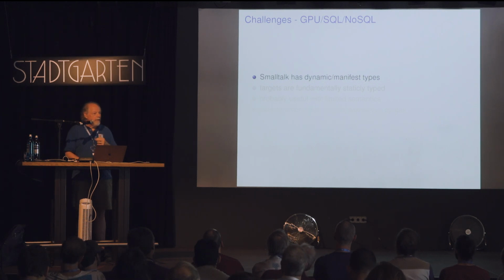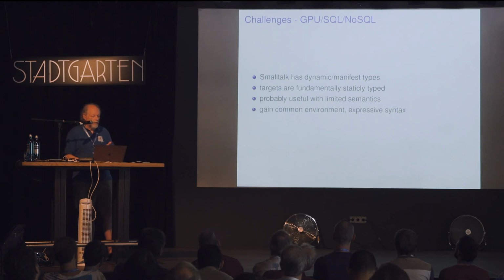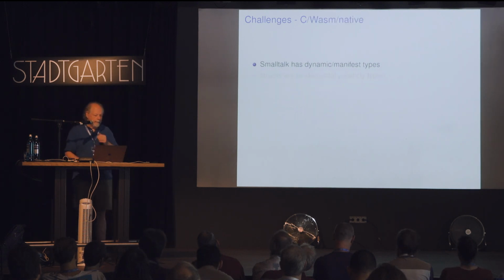Challenges for compiling to GPU or transpiling to GPU or NoSQL or SQL. Types, again, these are typed systems. But these are probably useful if you're interested in only limited semantics. So in fact, compiling to the GPU, as Ronnie talked about yesterday, is a pretty reasonable approach. In fact, it's a nice approach. The main reason to do this is that you can develop your code in a common environment. You may even be able to test it and so on before you generate the transpilation. So it's a cool idea.